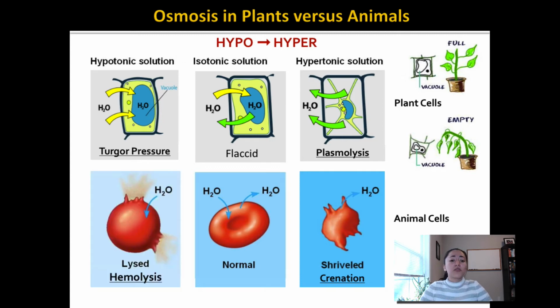So if an animal cell is placed in a hypotonic solution, that means the outside of the cell has less solute, so water will go into the cell and cause it to burst. When a red blood cell or an animal cell bursts, we call this hemolysis. Lysis means to break or to burst, so the cell is being lysed in this case.